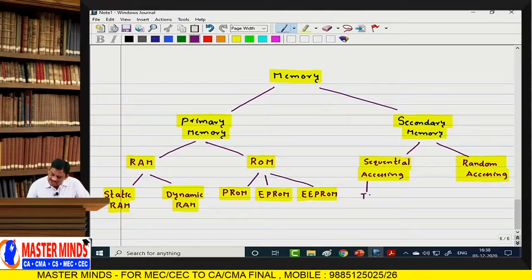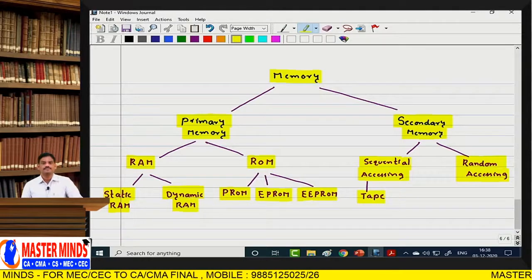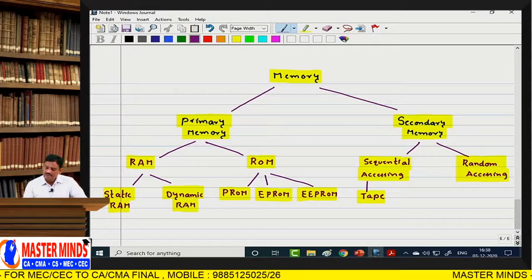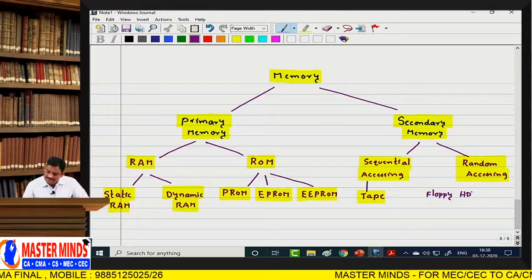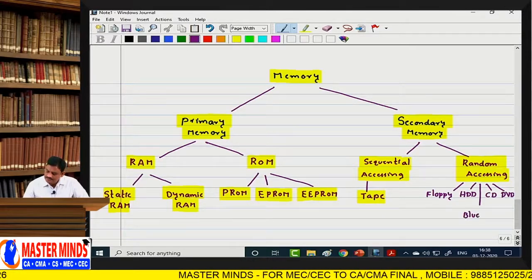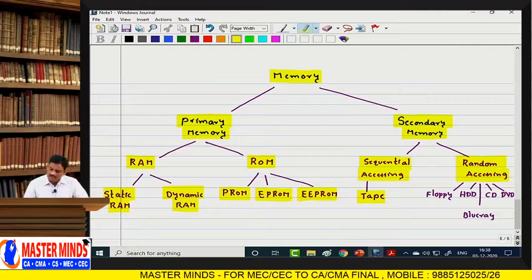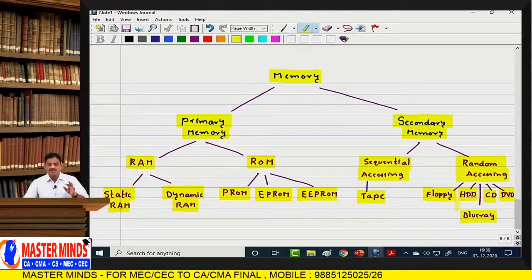The best example for a sequential accessing device is magnetic tape. For random access, in earlier days we had floppy disk, hard disk, CD, DVD. Presently we have Blu-ray also. This is the total memory chart.